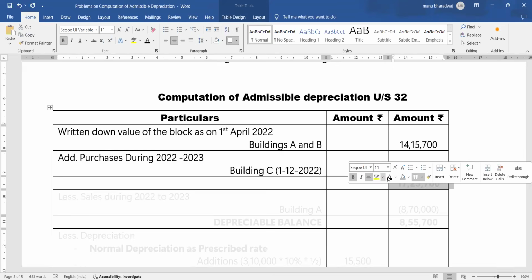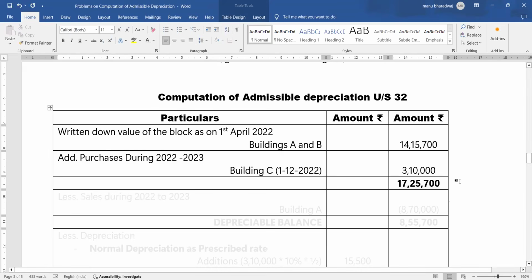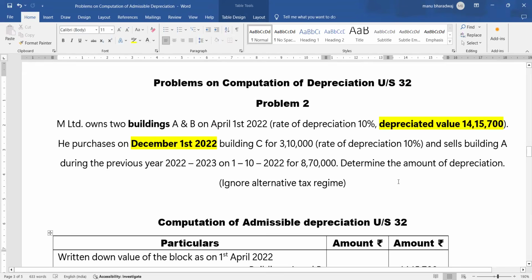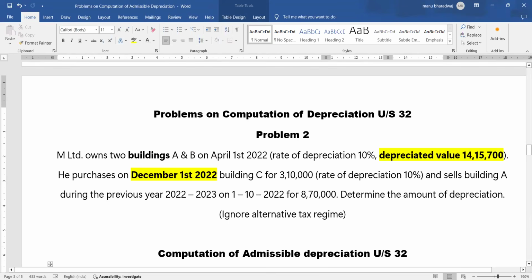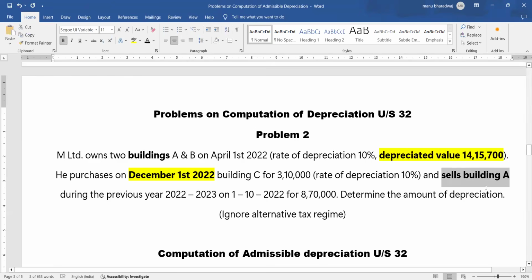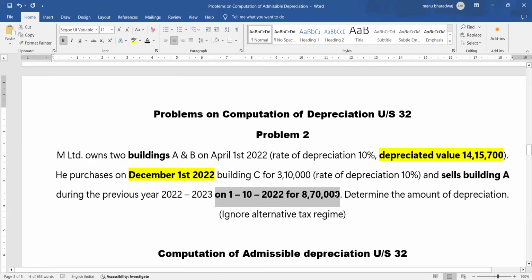If you add both, you will get 17,25,700. From that, we have to reduce the sales. Let us see whether they have given any information pertaining to sales. And sells building A. So building A they are selling on 1/10/2022 for 8,70,000.